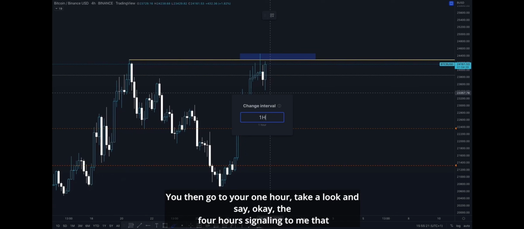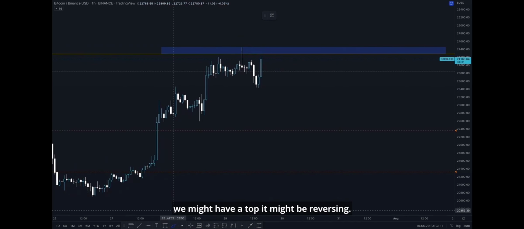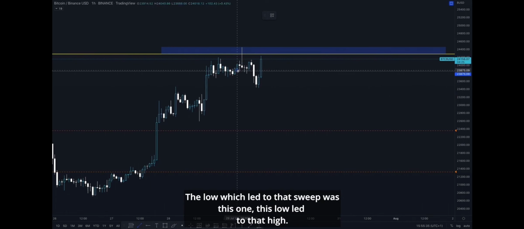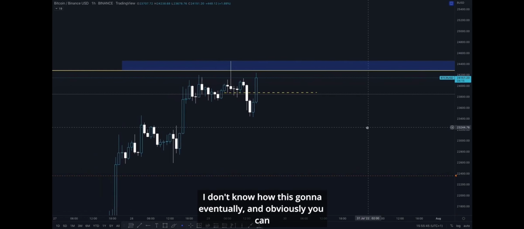You then go to your 1 hour, take a look and see, okay, the 4 hour's signaling to me that we might have a top, it might be reversing. So I'm going to look for the structure. The low which led to that sweep is this one. This low led to that high. And I'm doing this because I want to show you one live. I don't know how this is going to eventuate.